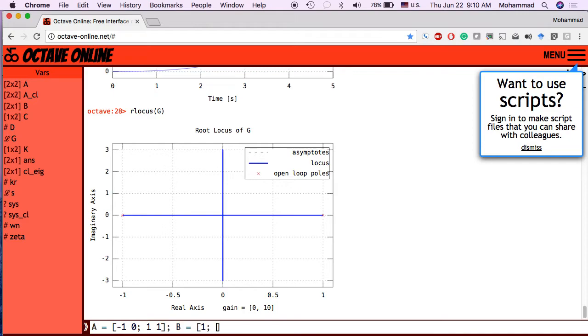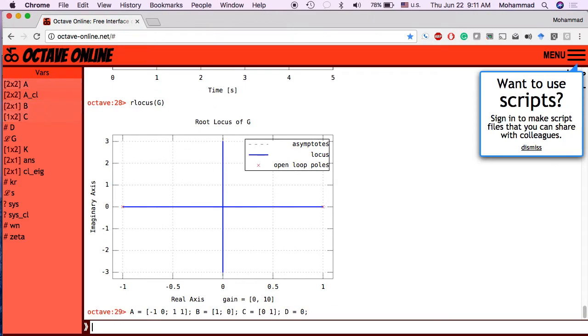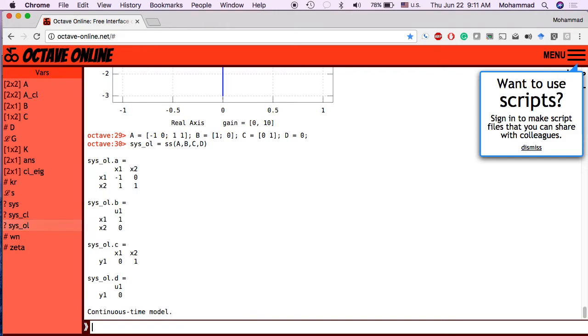B was 1, row 1, 0, row 2. So B is 1, 0. C is 0, 1, and D is 0. So this is our state space. These are the 4 matrices. Let's make system open loop as state space of A, B, C, and D. So we have our state space model.